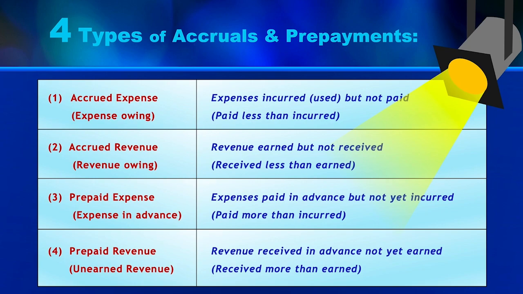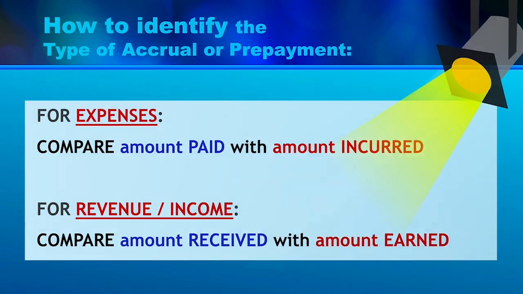Third one would be prepaid expenses, and this is in no particular order. Expenses paid in advance but not yet incurred. That means that we paid more than the amount of the expense that is incurred. And the last one, prepaid revenue, where revenue is received in advance, not yet earned. And another name for that would be unearned revenue, because we have not earned it as yet, even though we have received the money. So just remember, 2 accruals: accrued expense and accrued revenue, 2 prepayments: prepaid expense and prepaid revenue. So this is just a very easy way.